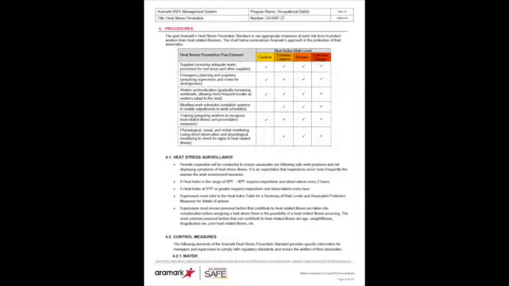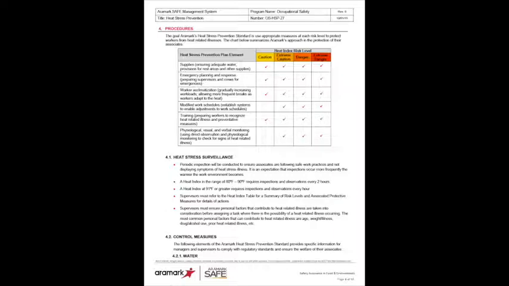Heat stress prevention plan elements. Supplies: ensuring adequate water provisions for rest areas and other supplies. Emergency planning and response: preparing supervisors and crews for emergencies. Worker acclimatization: generally increasing workloads and allowing more frequent breaks as workers adapt to the heat. Modified work schedules: establish systems to enable adjustments to work schedules. Training: preparing workers to recognize heat-related illness and preventative measures.